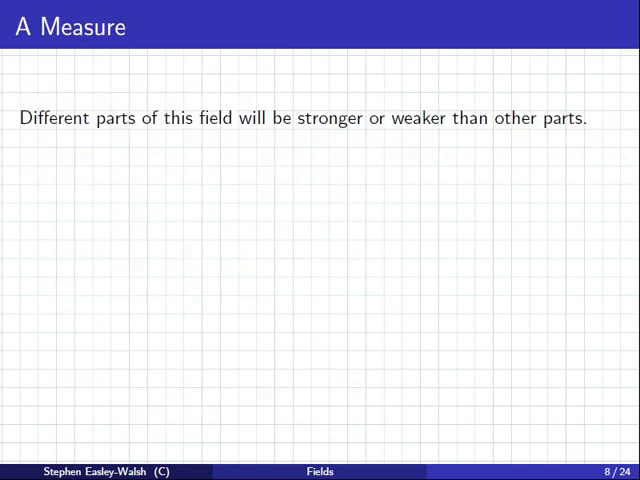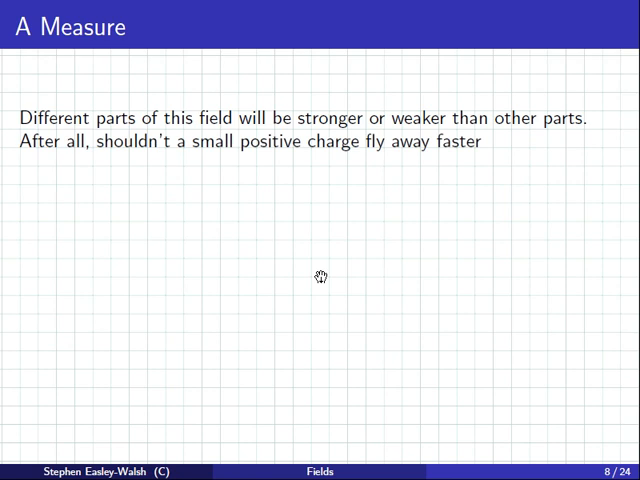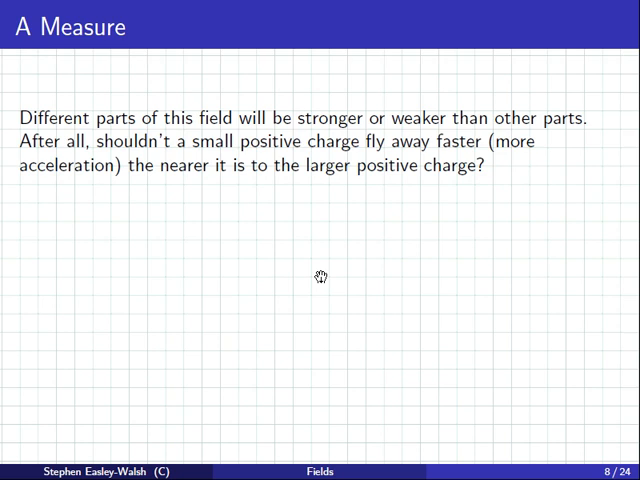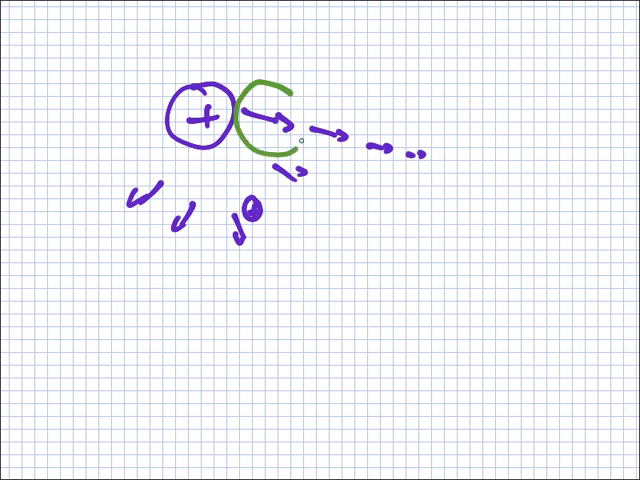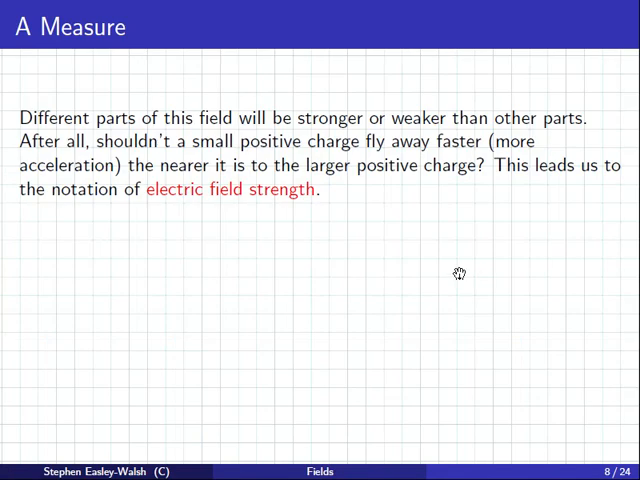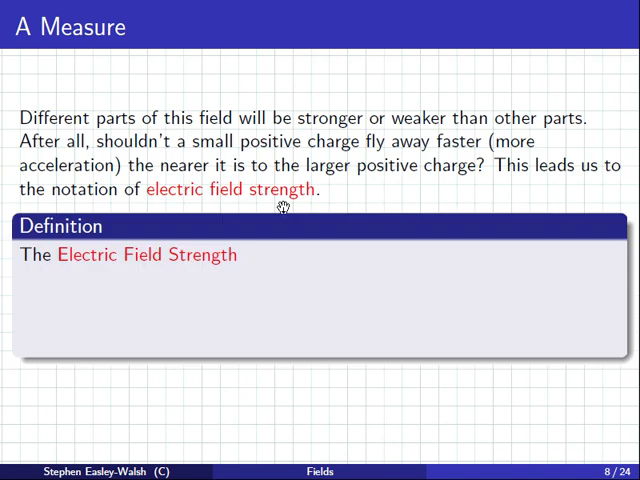Different parts of the field will be stronger or weaker than other parts. After all, we talked about this. The small charge will fly away faster if it's nearer to the large positive charge. This gives us the idea of what's called electric field strength. If I go back to my picture here, here the field is stronger than here, and it'll be weakest maybe out here. So we need a way to measure how strong the field is.